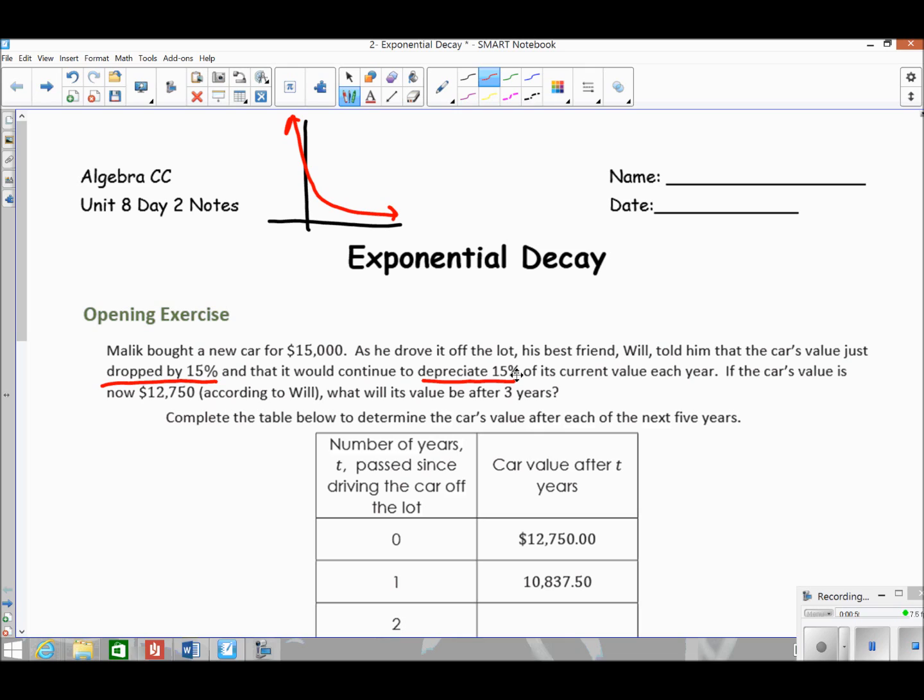As soon as I read things like dropped by 15% or depreciate 15%, that tells me this is an exponential decay problem. Decay because of the words depreciate and drop by, and exponential because it's decreasing by a percentage. If we look at this table here, it shows the number of years t passed since driving the car off the lot, and then the value after t years.